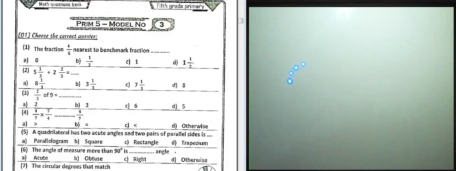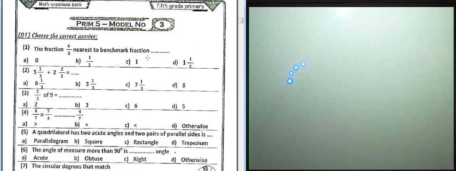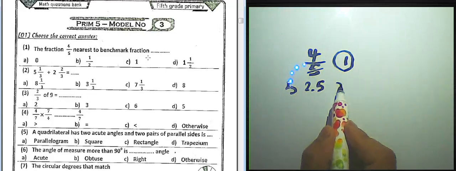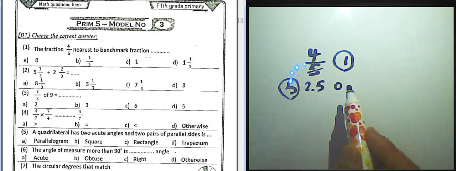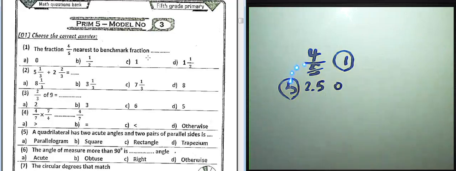Question number 1. The fraction 4/5 is nearest to which benchmark fraction? 4/5 is nearest to 1, because 4 is nearest to 5. By using benchmarks, how can you find half of 5? Half of 5 equals 2.5, and 2.5 lies between 5 and 0. Is 4 nearest to 5 or 2.5? It's nearest to 5, and 5 divided by 5 equals 1. So 4/5 is nearest to 1. Choose letter C.